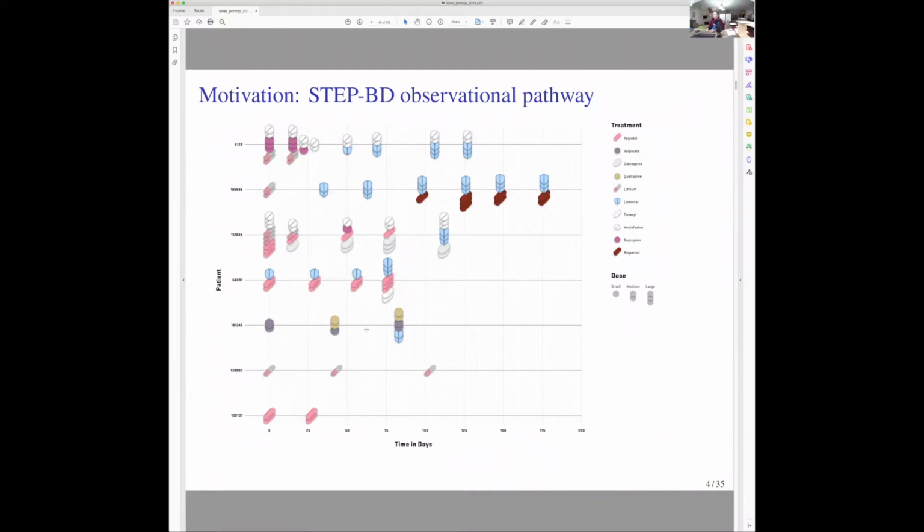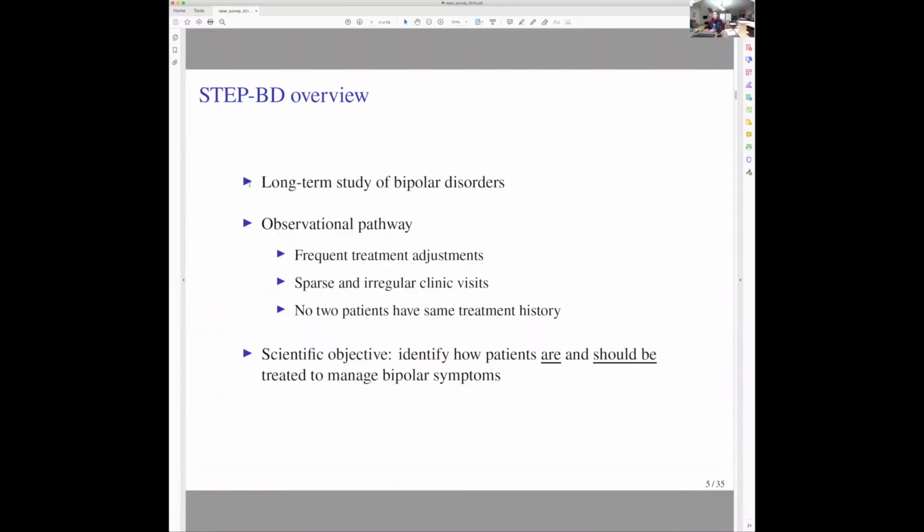Okay, so this is a very complicated set of observational data, and if we want to extract information about how we should be treating patients, we need to find ways to incorporate structure from the science of the problem into the statistics of the problem. So what do we do with data like this? Well, first, we need to settle on what the goals of the study are. So just a reminder, it's a long-term study of bipolar disorder. It's an observational study. We saw from the picture there were frequent treatment adjustments.